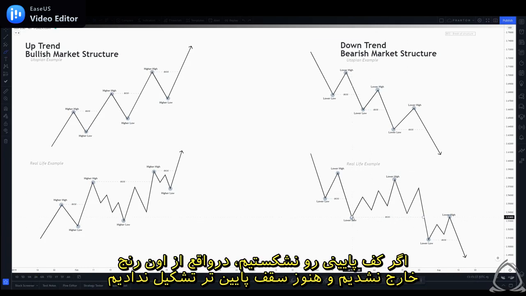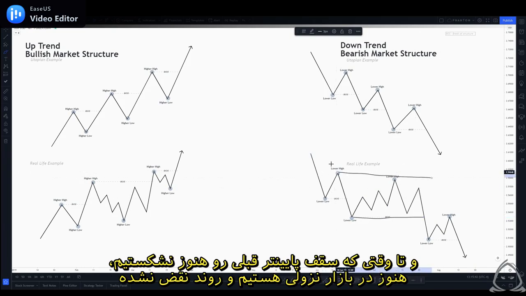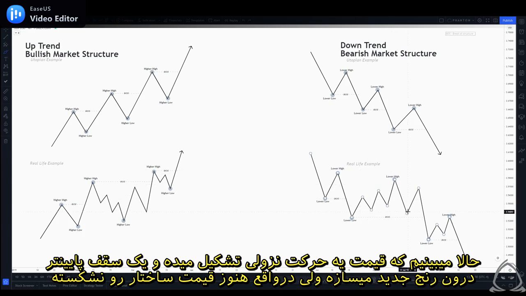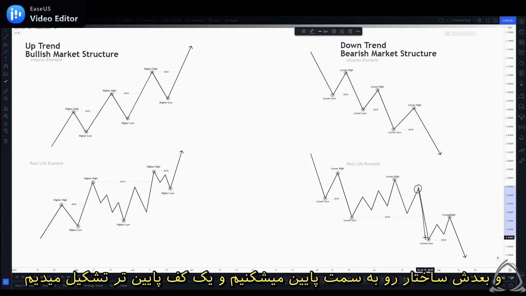But again, if we haven't broken the lower low, we haven't actually broken out of that range, and unless we break the previous lower high, we haven't switched trend or invalidated the bearish market structure. Then what we can see is price again creates a down move. We create another lower high within this, but we haven't actually broken structure, and then we move and break structure to the downside, creating a lower low.